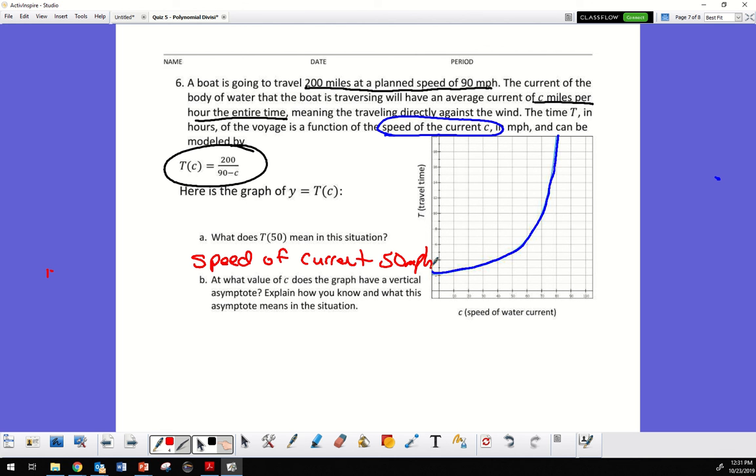Now, let's go ahead and look at speed of the current. So at 50, where's 50? Where am I going to look for the 50? Is it going up or is it going along the bottom? Along the bottom, right? So along the bottom, we try and find 50 now. When I blew this up, I don't think it actually came out very well. Right about there? By 10. So it is by tens.